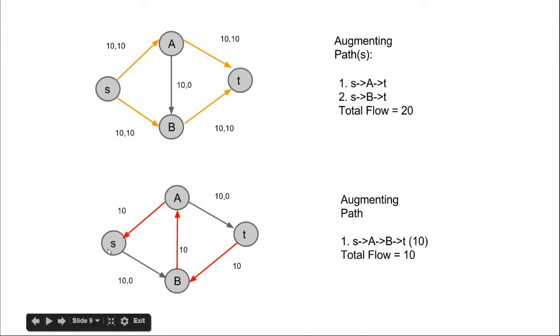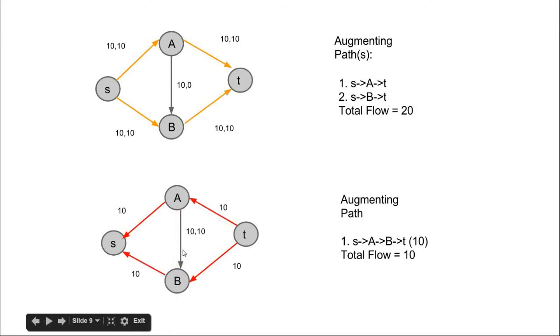So we create a residual graph for this flow. Now what happens for this reverse edge? This reverse edge from B to A has a residual capacity of 10. Now we subtract the flow of 10, and we add the flow along the reverse edge from A to B. The reverse edge is the same as the forward edge in the original graph.